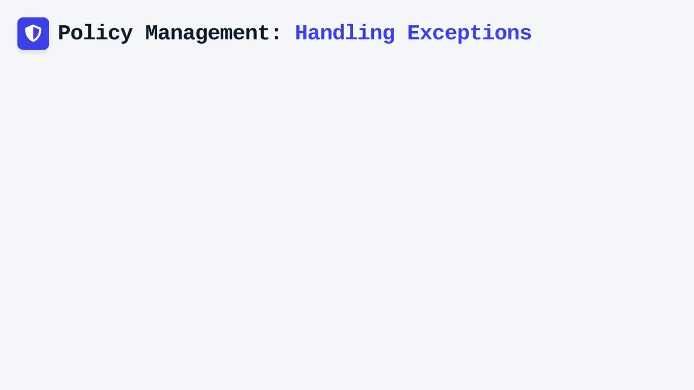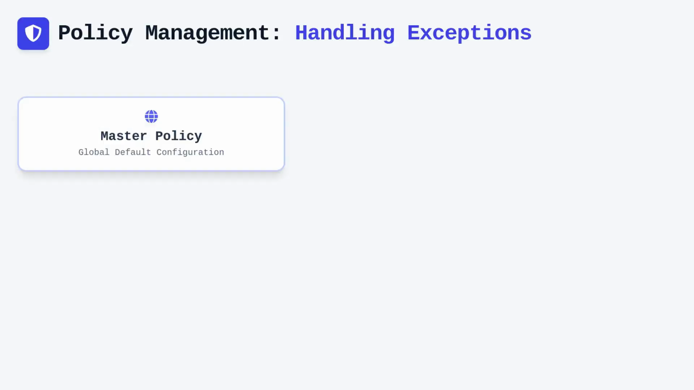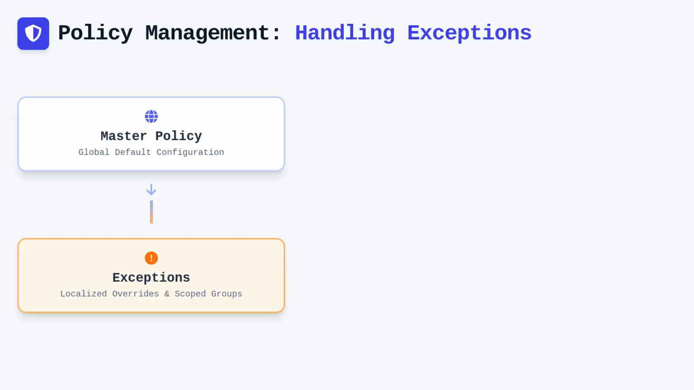In an ideal world, the master policy would apply to every object in your system, but reality often forces us to make concessions based on business unit requirements or unique technical limitations. This is handled by implementing exceptions, which allow you to override specific master policy rules for individual platforms or smaller scoped groups of accounts. An exception acts like a localized configuration that takes precedence over the global default, permitting you to relax a constraint when a specific legacy application simply cannot support it.